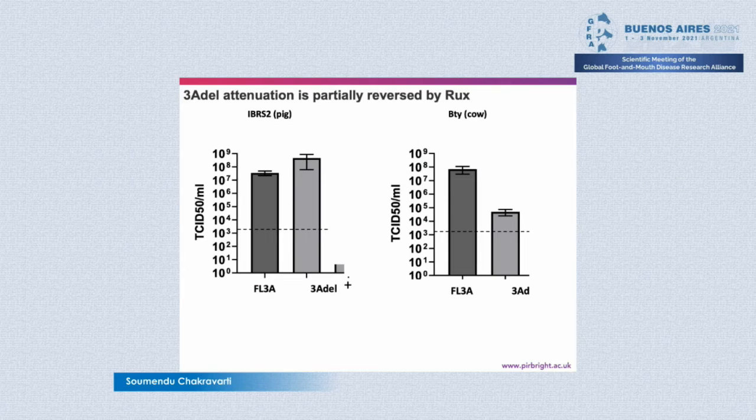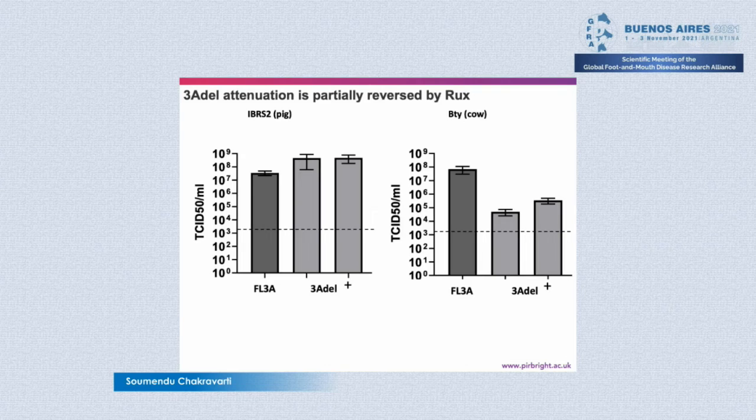So we repeated the TCID50 experiment in the IBRS2 and the BTY cells in the presence of Rux. In the IBRS2 cells, there was no significant improvement in the titer of the 3A deleted virus. But in the BTY cells, there was a significant improvement in the titer of the 3A deleted virus in the presence of Rux. There was at least a log improvement in the titer of the 3A deleted virus in the presence of Rux in the BTY cells.